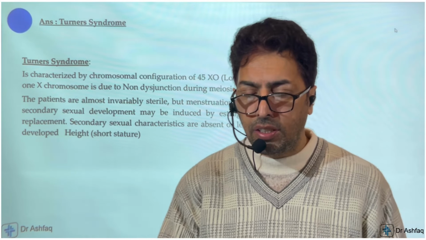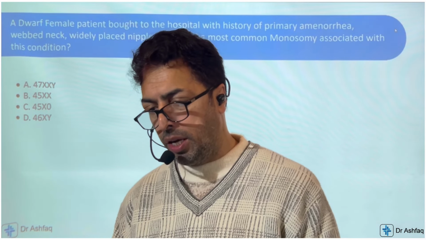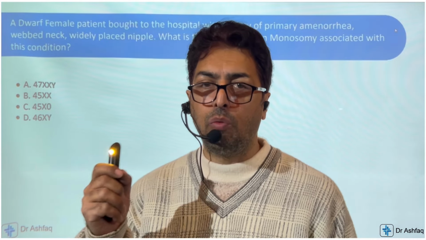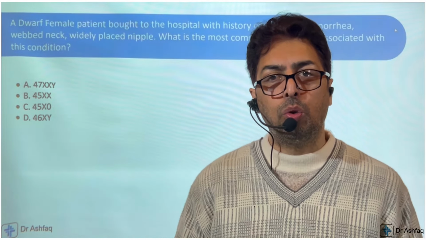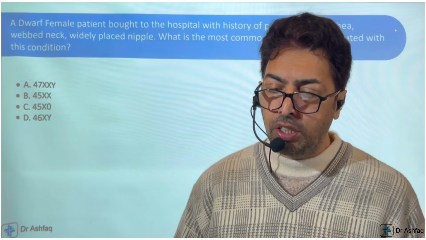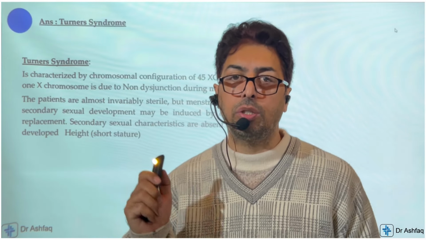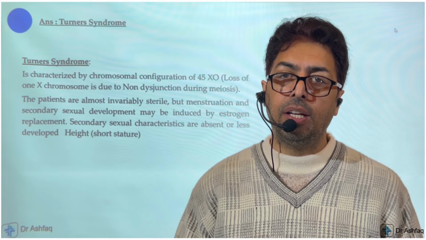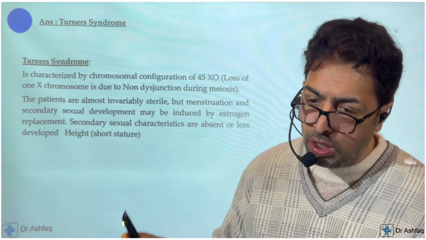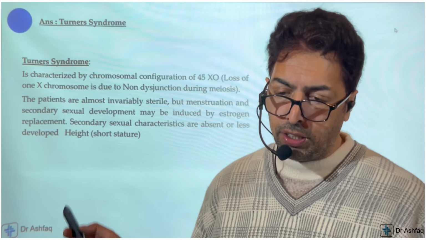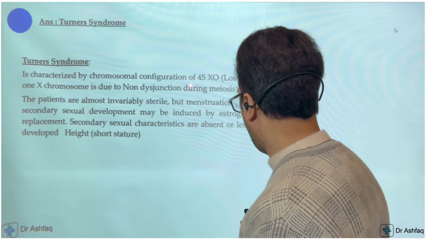Now, I will just go back to the question. Focus on the dwarf, focus on primary amenorrhea, focus on webbed neck, focus on widely spaced nipples. But he does not directly ask you Turner's, Down's, Edwards'. He gives a chromosomal configuration over here, and you have to remember that 45XO is the chromosomal configuration in Turner syndrome. So this is a bit of a deviation from the previous pattern. You have to remember that there's a loss of one X chromosome due to non-disjunction during meiosis. So this is Turner syndrome, XO, you have to remember.